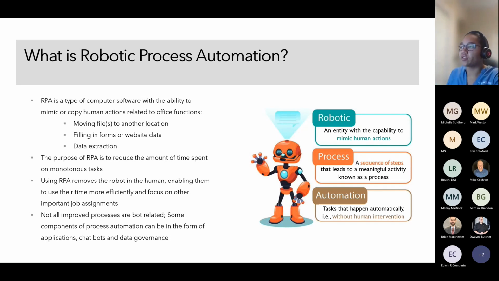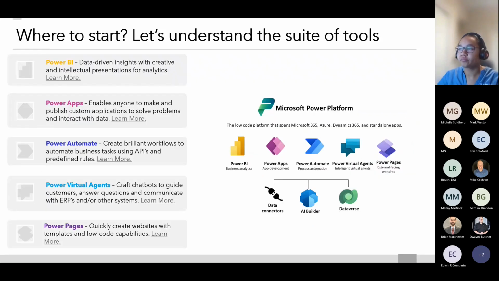Okay, so that's kind of what robotic process automation is, at a very surface level. And so where I'd like to start is understanding the suite of tools that we utilize here at Flexware. We are a Microsoft partner, so we utilize Microsoft's Power Platform. And as you can see here, there are about 5 main components that make up the Power Platform.